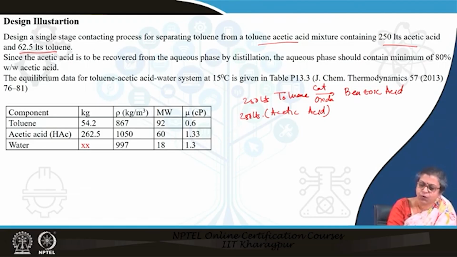and we have this particular mixture where we have toluene. As I have told you, 75% is reacted. So, the remaining amount of toluene is 62.5 liters and it has 250 liters of acetic acid.